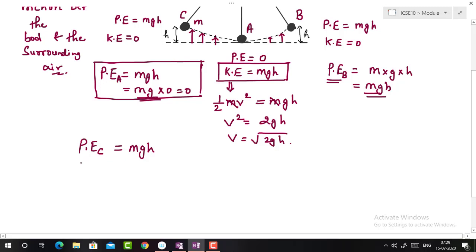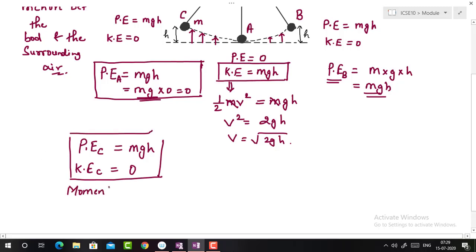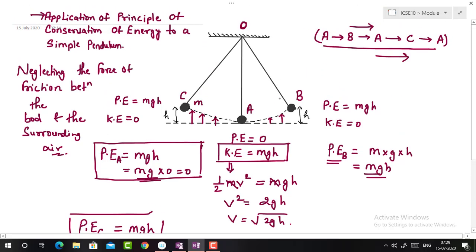Now what is the kinetic energy at point C? The kinetic energy at point C will be 0, as there is no velocity. Momentarily the body is at rest. The body is at rest momentarily at point B and at point C.